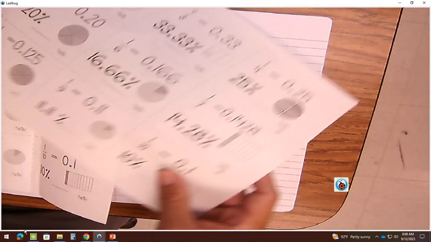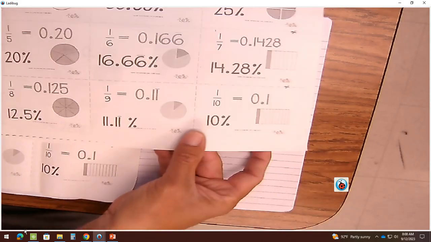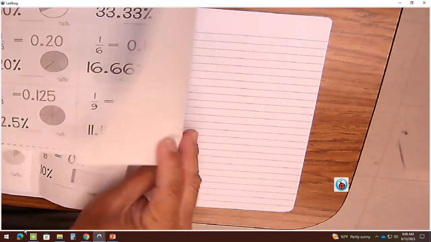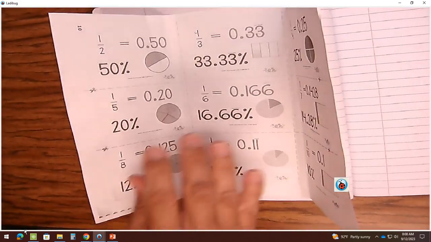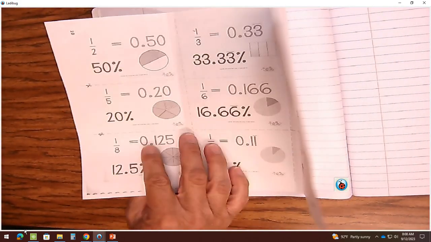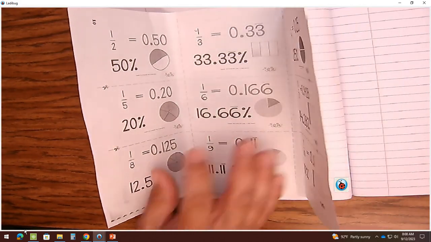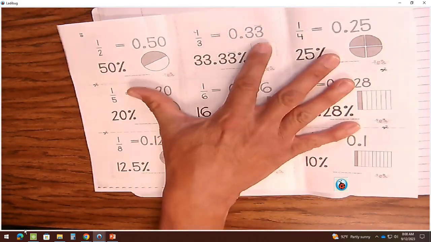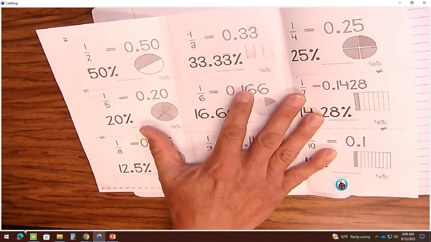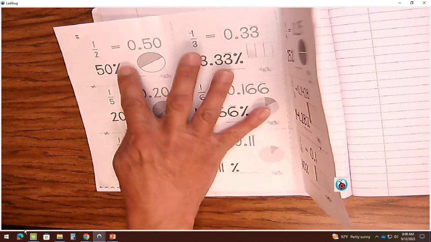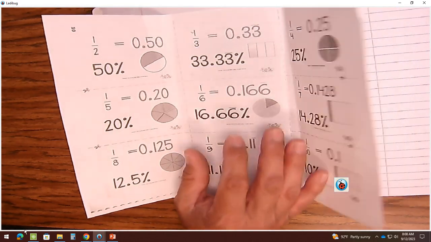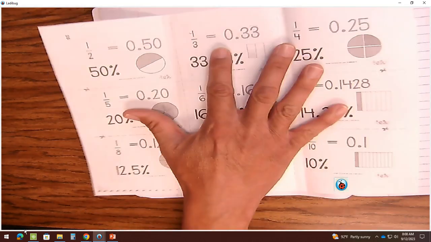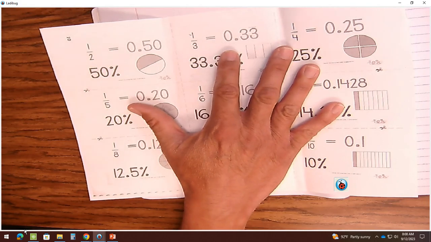I'm going to fold them like a little book, like a little science fair project display board. Once you do this, you have your main fractions that are usually used in the real world, like your halves, thirds, fourths, fifths. These are the most common fractions that we use. Then we're gonna use this for our homework today.